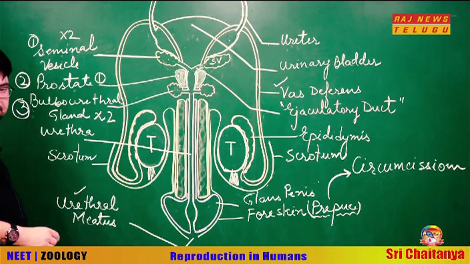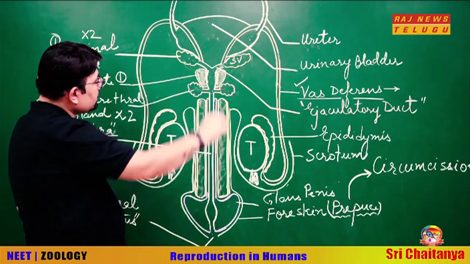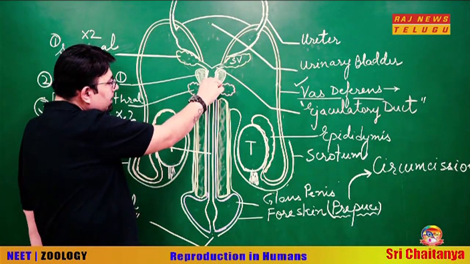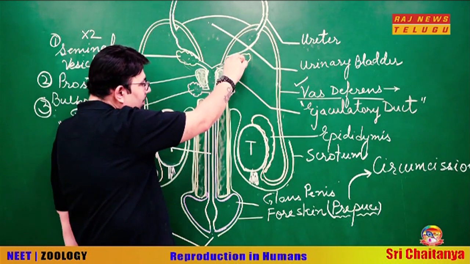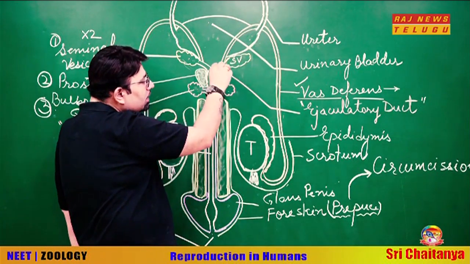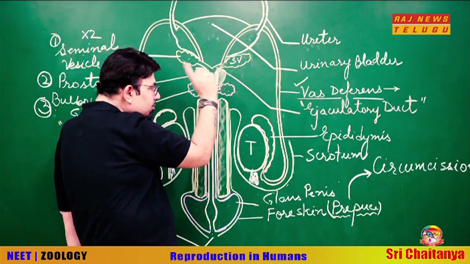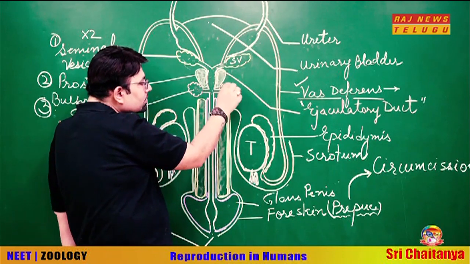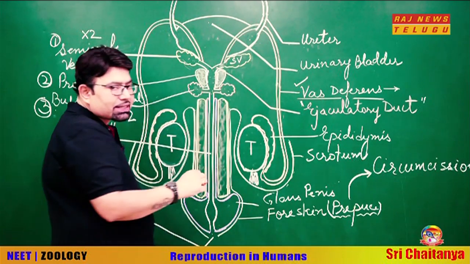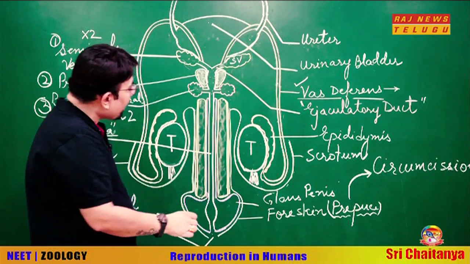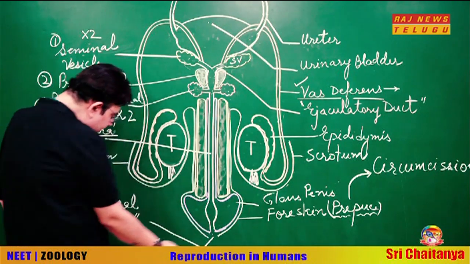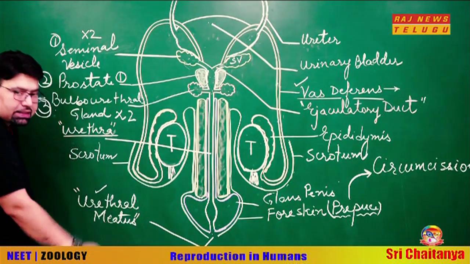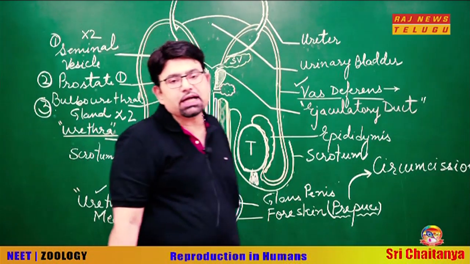It's urethra. So, these glands open in the urethra. What opens? Seminal vesicle opens in the urethra. The prostate gland opens in the urethra and bulbourethral glands open in the urethra. And the urethra opens finally as the urethral meatus or urinogenital aperture.